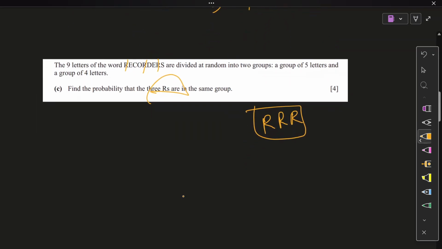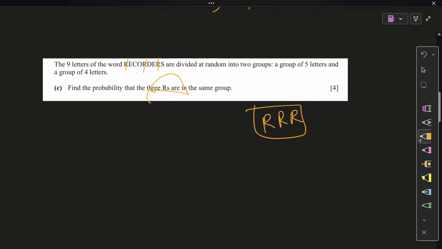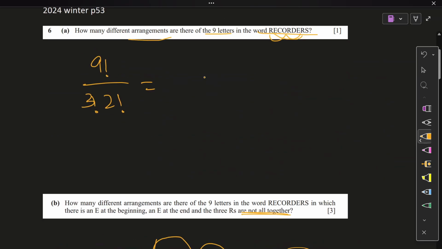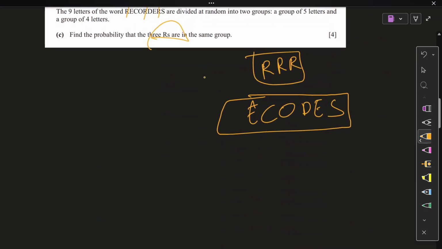That helps avoid mistakes. Moving on to my non-repeating, I have E, C, O, D, E, R, D, S. E-C-O-D-E-S. Oh, I had two E's. That's why I was confused. I see. Yep, I got it now.